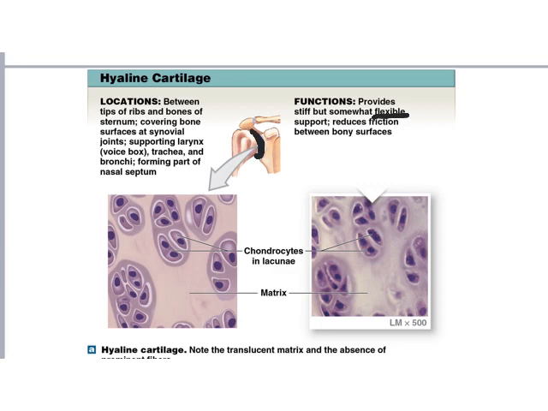When it's in the joints especially, it's going to help reduce friction between the bony surfaces. And you can see kind of what it looks like here. You can see the lacunae, you can see the chondrocytes inside the lacunae, and then you can see this kind of gelatinous ground substance surrounding the lacunae.